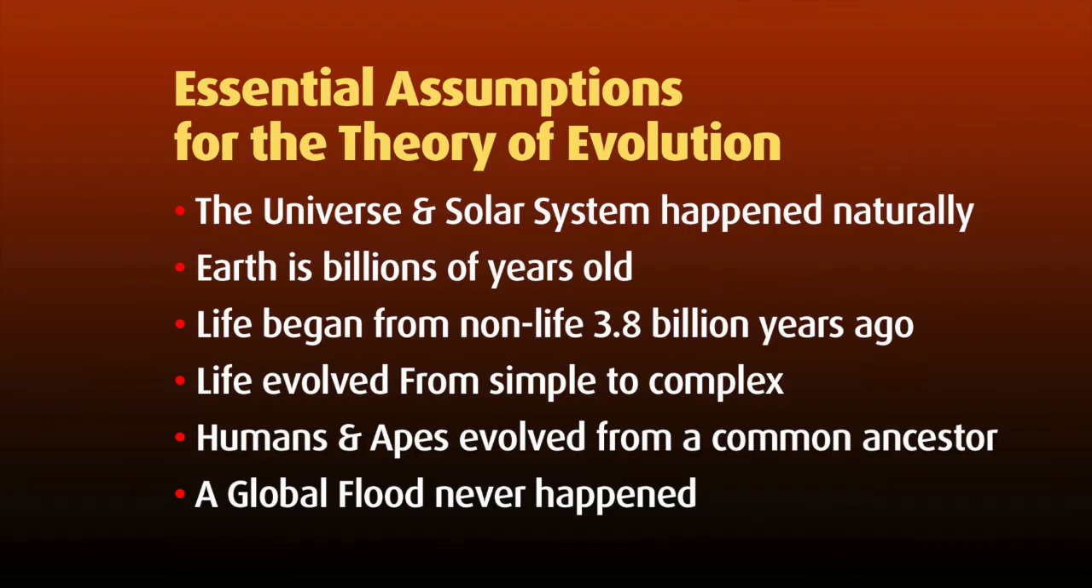This first video that we're going to have today on the solar system is going to blow those first three right out of the water, because we're going to see that the solar system didn't happen naturally, that the Earth is not billions of years old, and that life couldn't have begun 3.5 billion years ago.